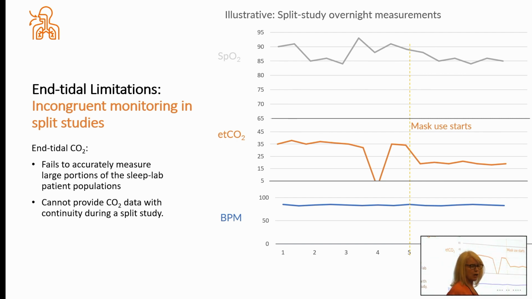Now, we do see a sharp dip in that CO2 value. Most of us would assume that that is not accurate. Probably the monitoring device was dislodged. Maybe the patient knocked it off of their nose or pulled it out completely. Maybe it's a pediatric patient and they just don't want that on their nose. But regardless, that's not going to be an accurate value.